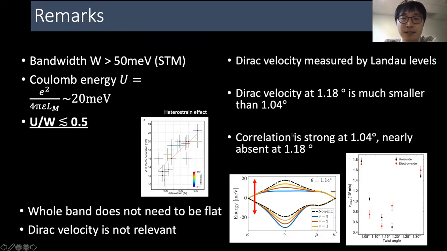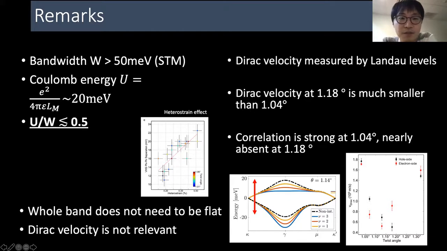So I'd like to discuss some of the discrepancies between theory and experiments. Experimentally, the measured bandwidth is larger than 50 meV, and we systematically studied that heterostrain in the device alone cannot account for this large bandwidth. And if we put a rough value of Coulomb energy scale, then U over W is less than 0.5, which might be small for the correlations.